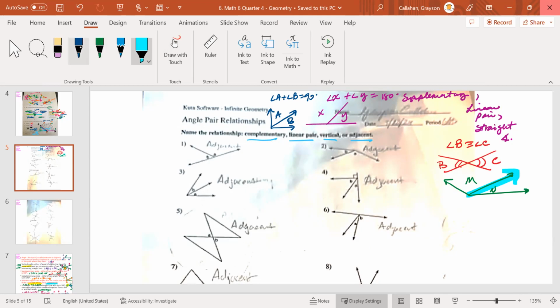So A and B, this one makes a straight line, so it should be linear pair. It is also adjacent, so you could put adjacent, but make sure you put linear pair. 3 is adjacent, so that's good. 2 is adjacent. 4, if you take a look at A and B, if this right here is 90 degrees, that means this side is also 90 degrees. So A plus B equals 90 degrees, which is complementary.